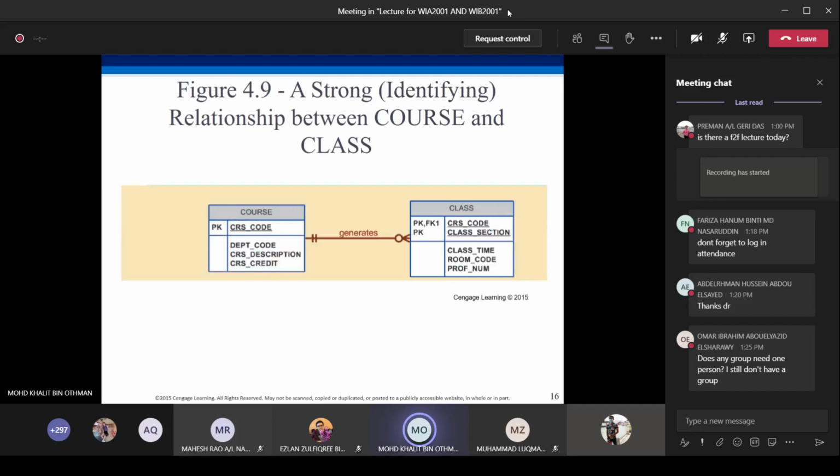Figure 4.9 is an example of a strong relationship between course and class. Based on this diagram, we have a course and class entity, and under each we have several attributes. You can see here the primary key for the course entity is course code, and the primary key and foreign key for the class entity is course code and class section.